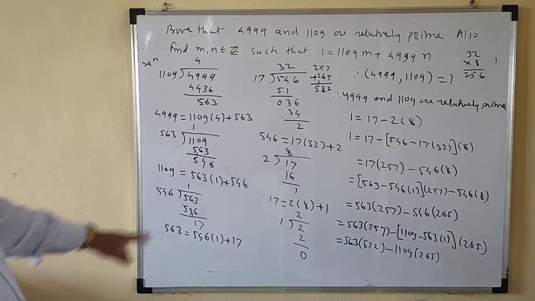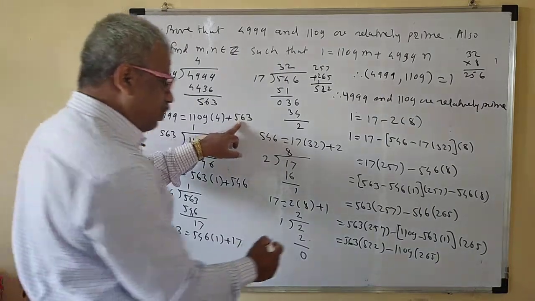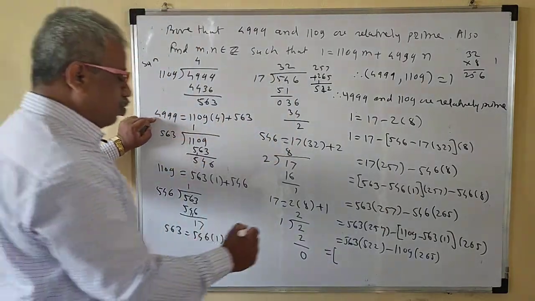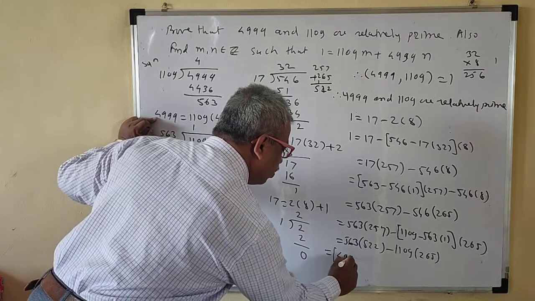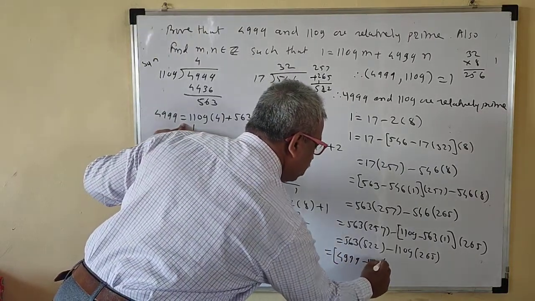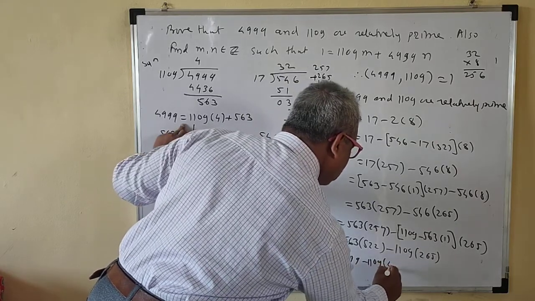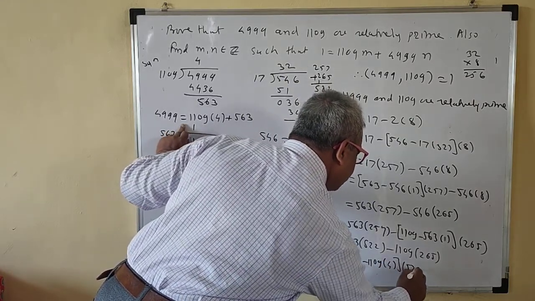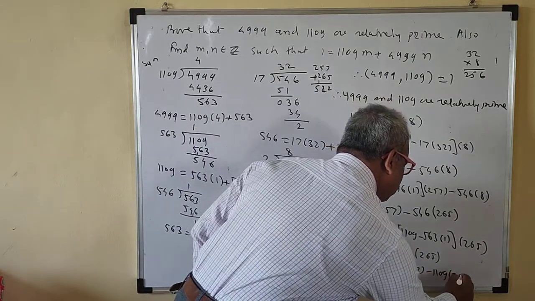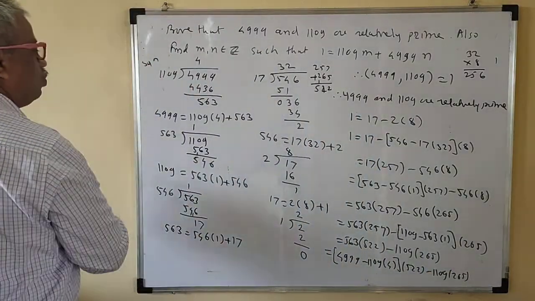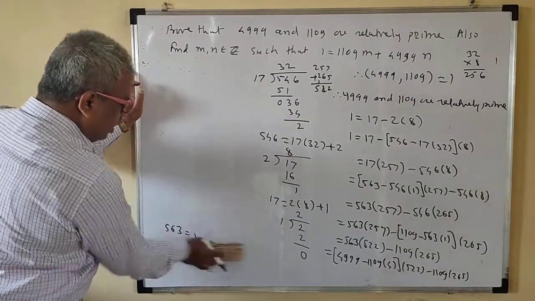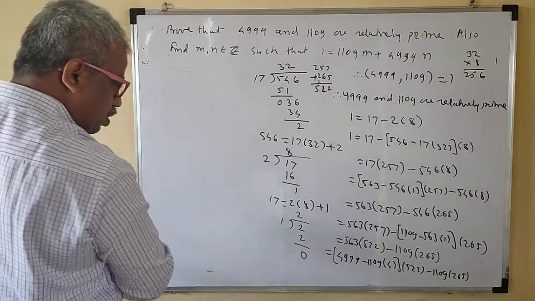Then next remainder is what? 563. So we put the value of 563 here. 563 is what? 499. Just see, this is the last one now. 499 minus 1109 into 4, 552 minus 1109 into 265 into 265. Okay. Now see, we'll get the correct value of this one. So we'll correct.